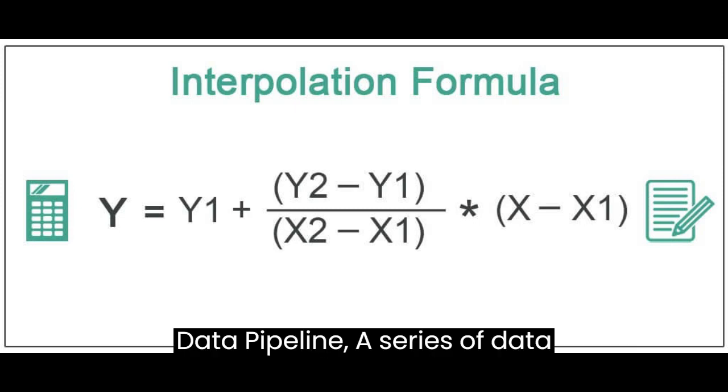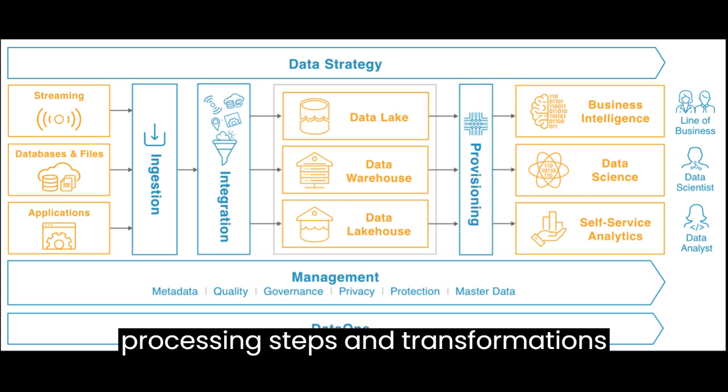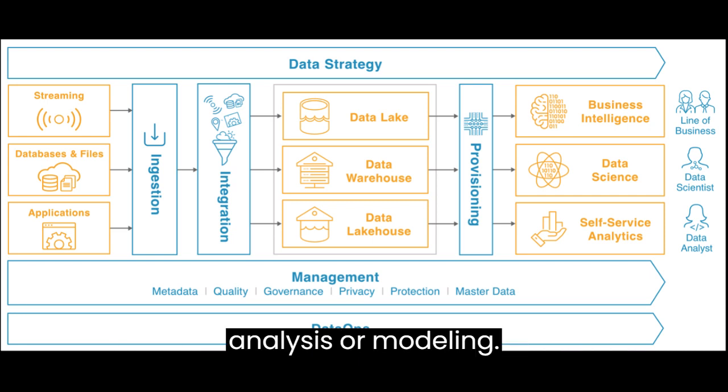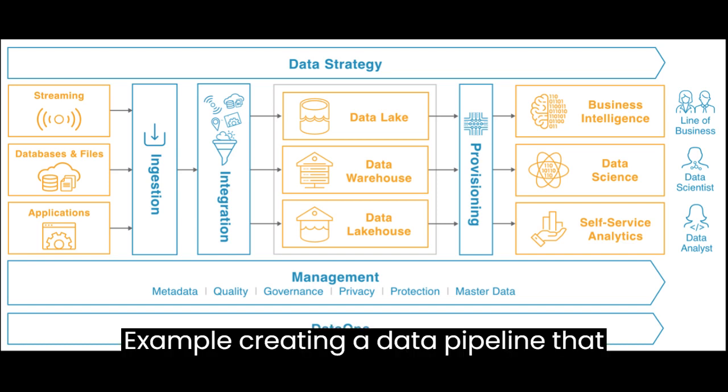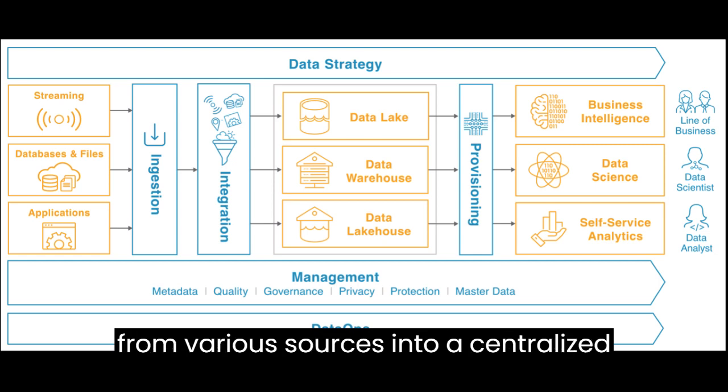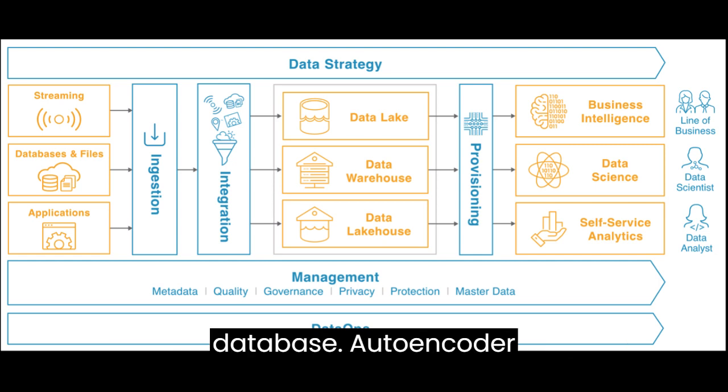Data pipeline, a series of data processing steps and transformations applied to raw data to prepare it for analysis or modeling. Example: creating a data pipeline that extracts, transforms, and loads data from various sources into a centralized database.